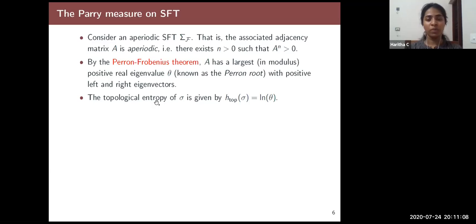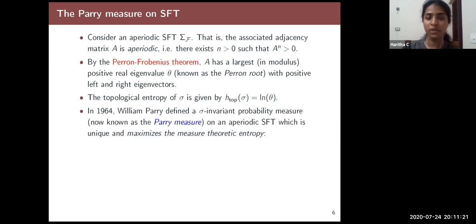And entropy basically describes the randomness of the space and of the map, and there are two types of entropies. One is topological entropy, another one is measure theoretic entropy. In 1964, William Parry defined a sigma invariant probability measure, which is now called the Parry measure, on an aperiodic subshift of finite type, which is unique and maximizes the measure theoretic entropy.